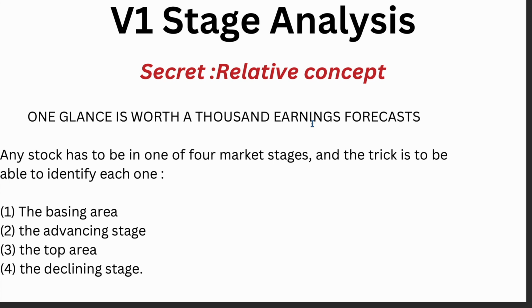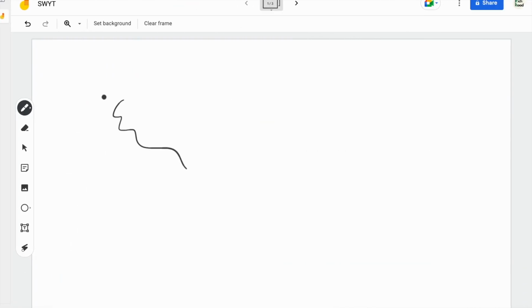Well, what Stan did is he divided the market, the chart, into 4 stages. And he gave the following 4 names to the stages. The first is called stage 1, also known as the basing area. Stage 2 is called the advancing stage. Stage 3 is called the top area. Stage 4 is called the declining stage, right? This is the theory. But let's see it on the whiteboard and let's see what he's trying to tell us.